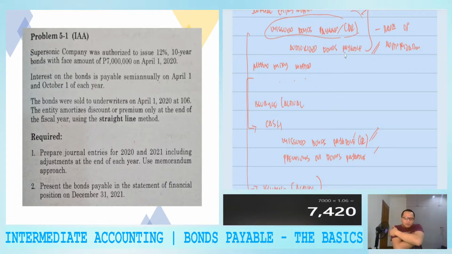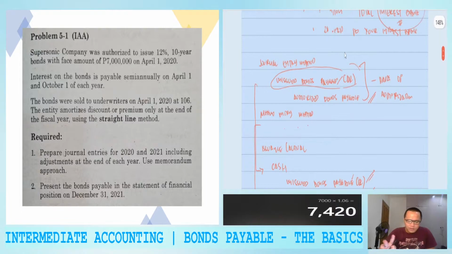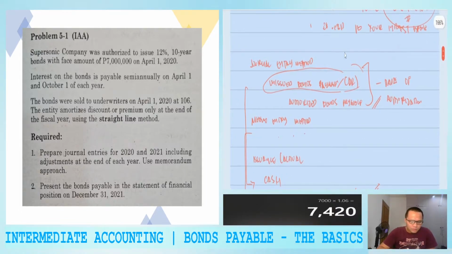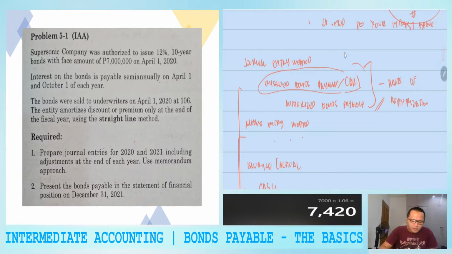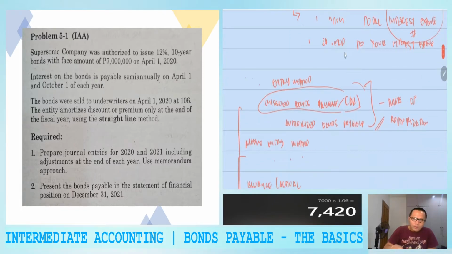Yun lang yun, ibig sabihin yan, di ba? So, okay. So continuing with our example, yung requirement sa atin is memo entry method, no? So, basically, debit cash tayo, credit bonds payable, credit premiums on bonds payable at 420. That is on April 1. Okay?